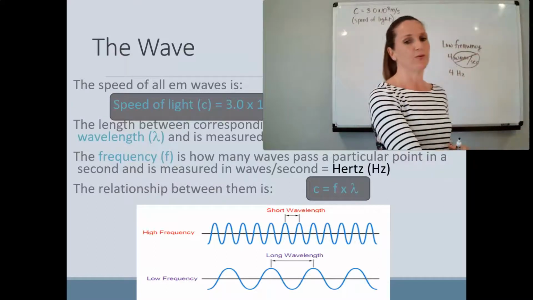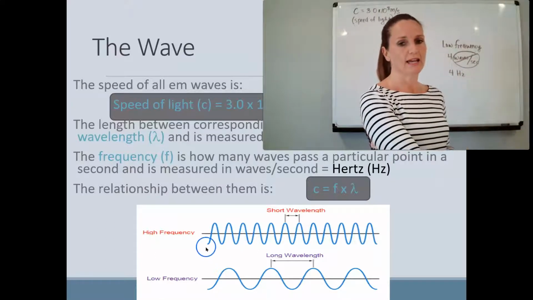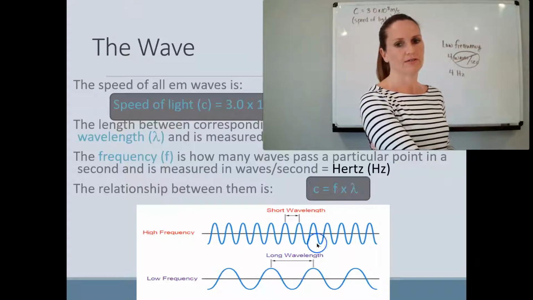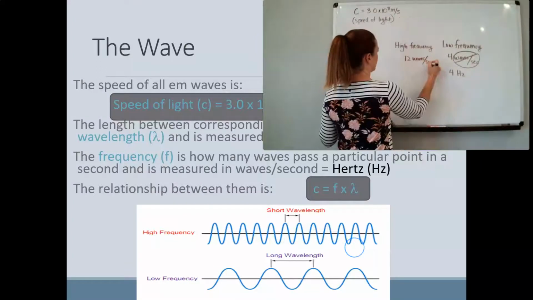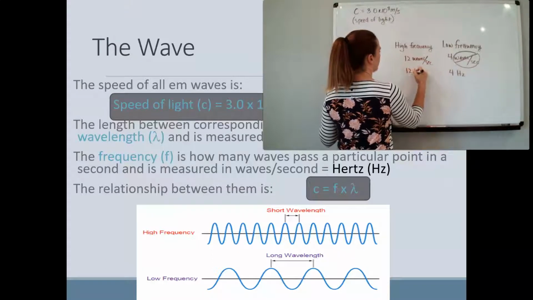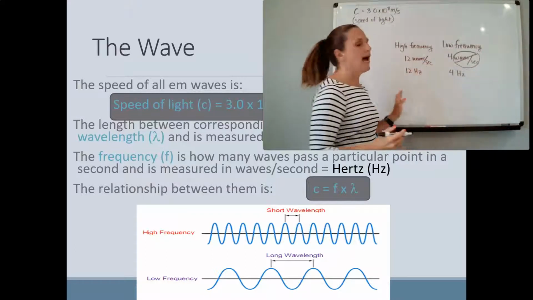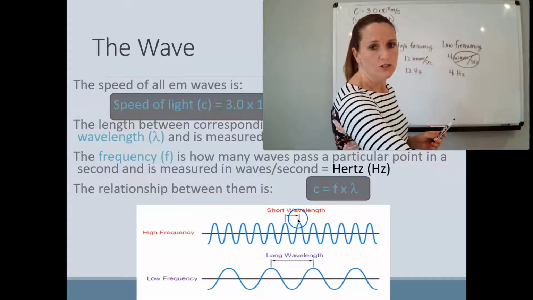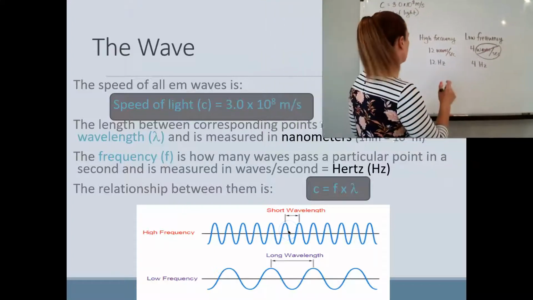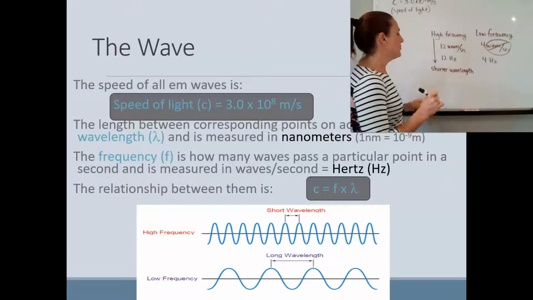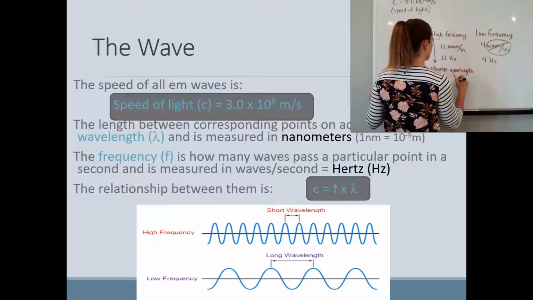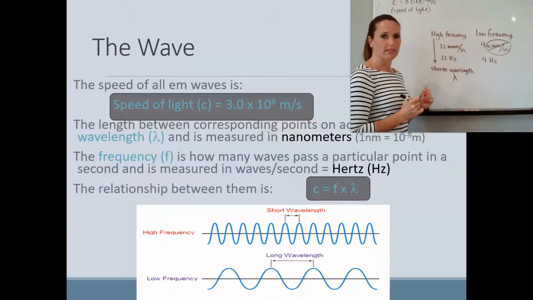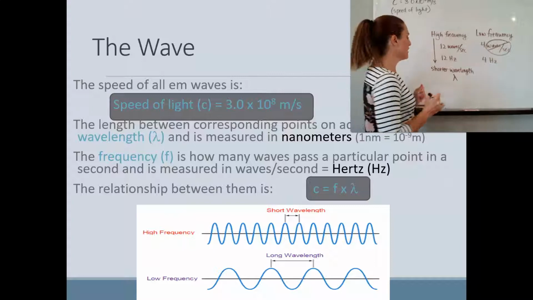The higher frequency wave, if we were to count, we would say it has 1, 2, 3, 4, 5, 6, 7, 8, 9, 10, 11, 12. 12 waves per second, or 12 hertz. And remember that we just looked, this high frequency wave also has a shorter wavelength. Wavelength is represented by a lambda that looks like this. That's the symbol that represents the wavelength, and it's often measured in nanometers.